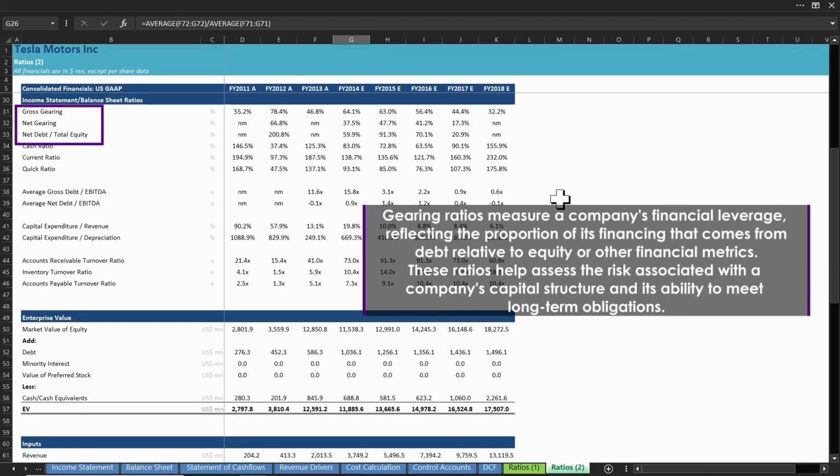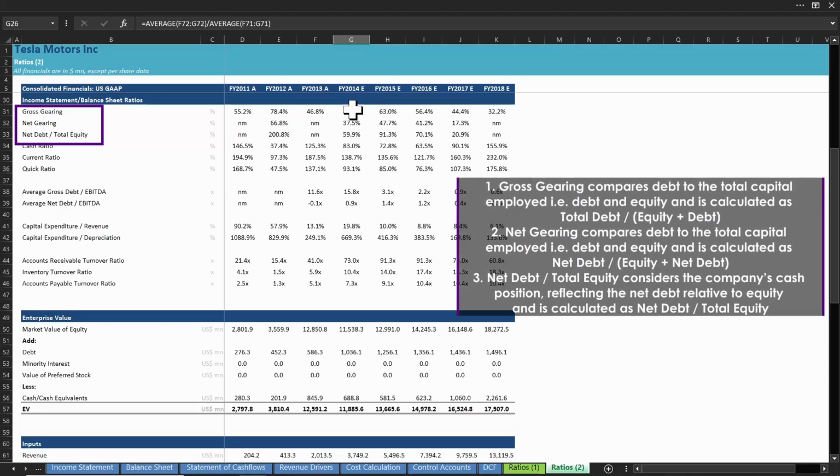Gearing ratios measure a company's financial leverage, reflecting the proportion of its financing that comes from debt relative to equity or other financial metrics. These ratios help assess the risk associated with a company's capital structure and its ability to meet long-term obligations.